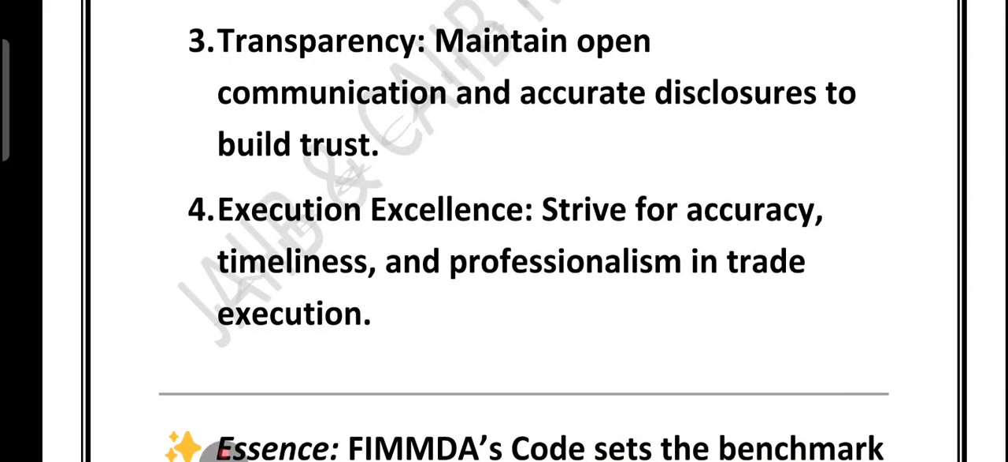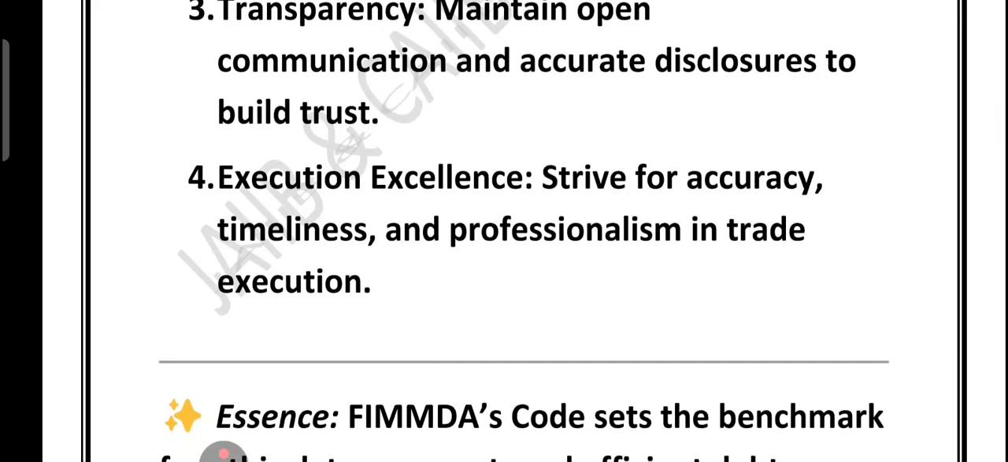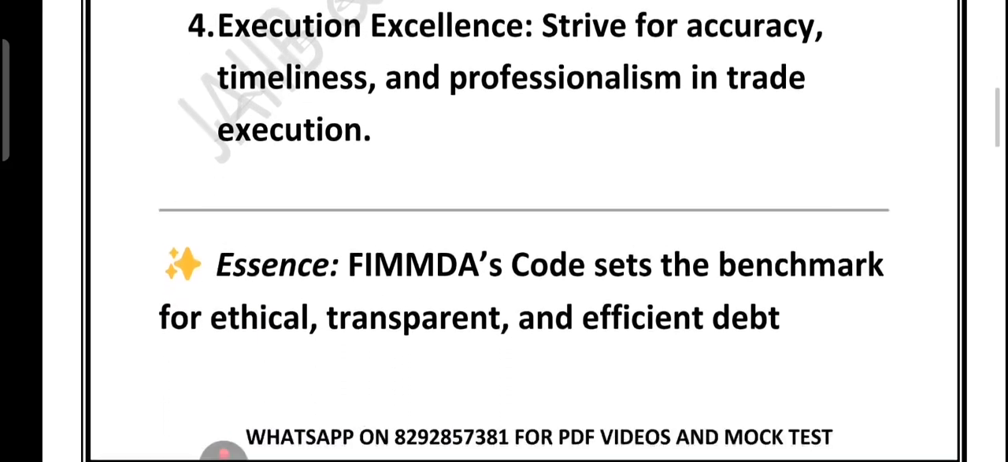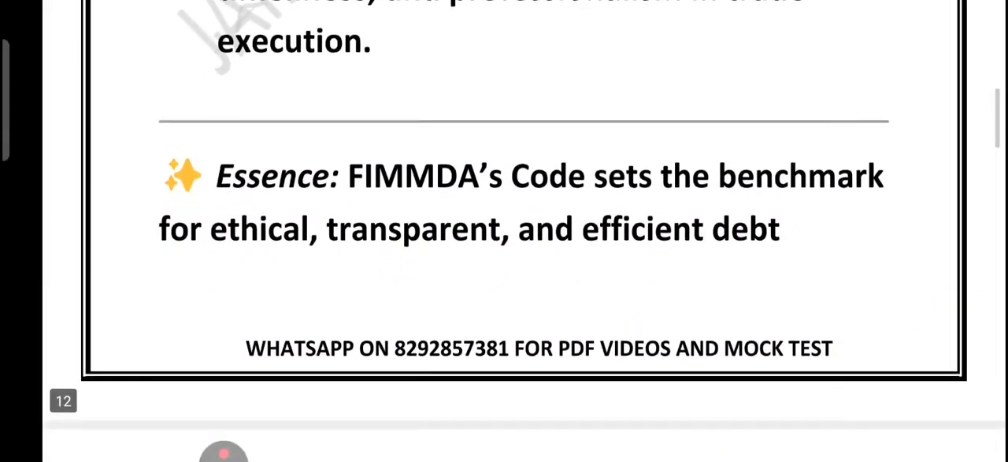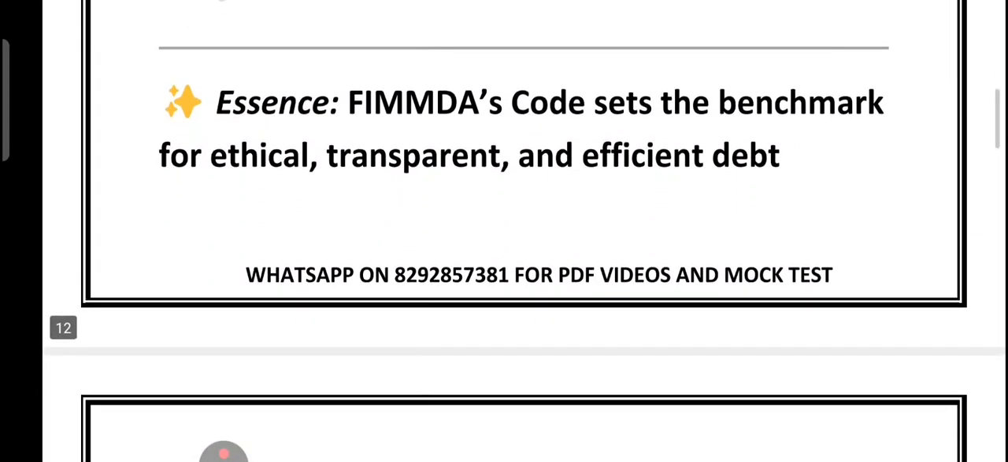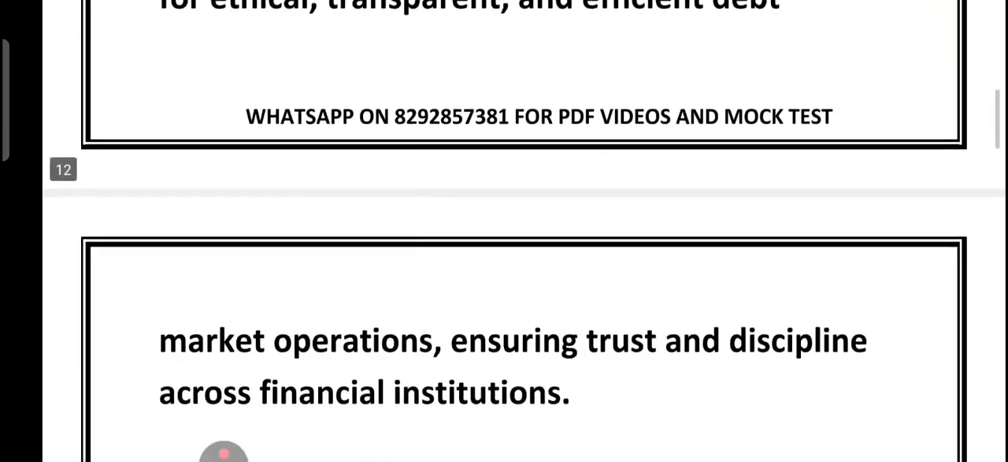Transparency, which means all dealings should be open and clearly communicated with accurate and complete information, because trust is built only when things are clear. Then execution excellence, which means every trade, every deal should be done with accuracy, speed and professionalism. It is about doing your job right, on time, without any error. So in short, the FIMDA Code of Fair Practice sets the gold standard for how the debt market should function, with ethics, transparency and discipline at its core. It ensures that financial institutions not only follow rules but also build lasting trust and confidence in the system.